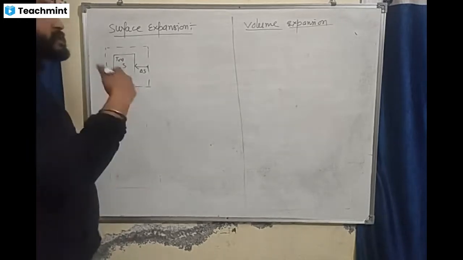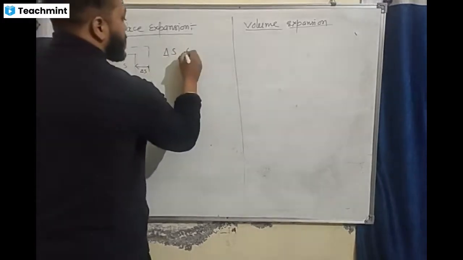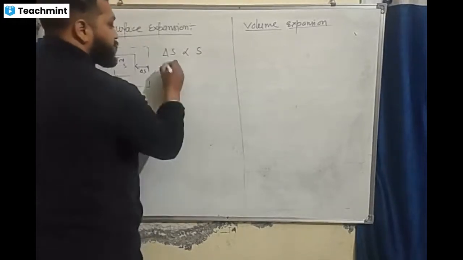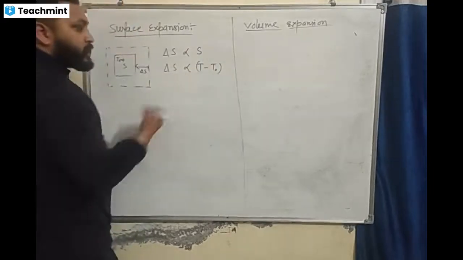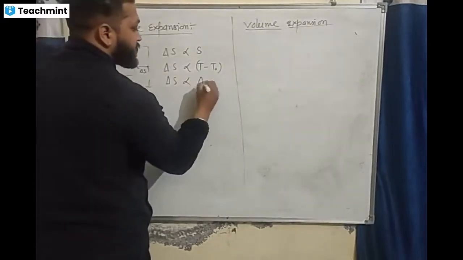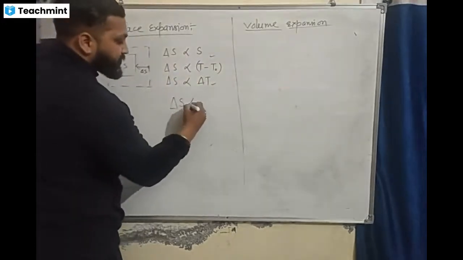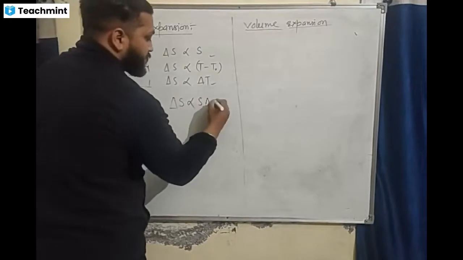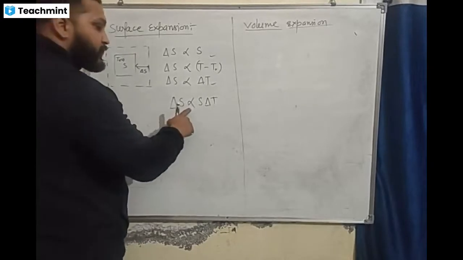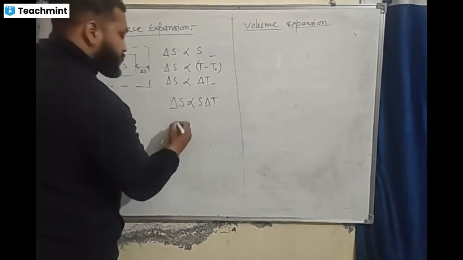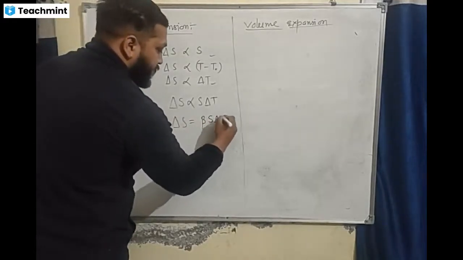So what are the factors on which this delta S will depend? It is directly proportional to the original surface area, and also directly proportional to the change in temperature, delta T. So this is 1, this is 2. If we combine both relations, delta S is directly proportional to S into delta T. Removing the proportionality sign and adding a proportionality constant, we can write delta S equals beta S into delta T.